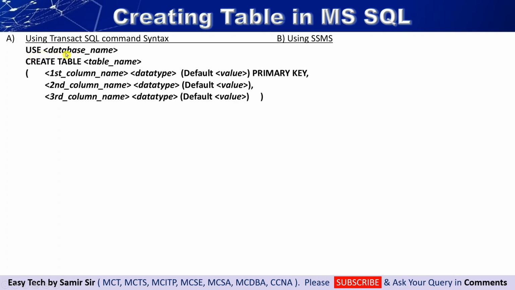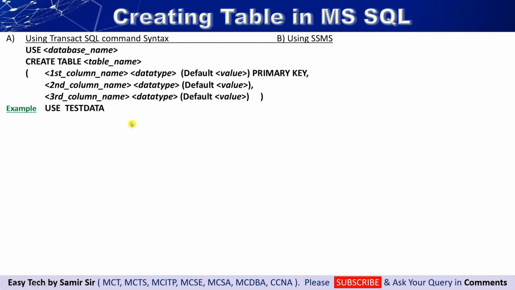There can be many databases in a SQL server. So we'll select the database name under which we are going to create the table. Then we'll give the command CREATE TABLE and the table name. We'll have to design what will be the column name, what will be its data type, what will be the default value, whether it will accept the null value or whether it will have a primary key. Similarly, second column name, data type, default value, third column name, data type, default value, so on and so forth. It will continue like this.